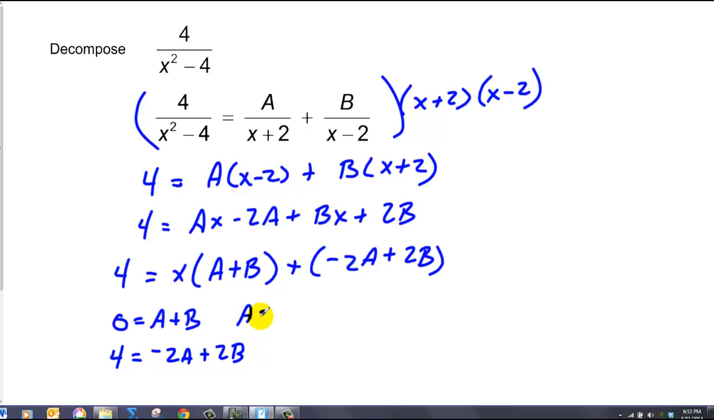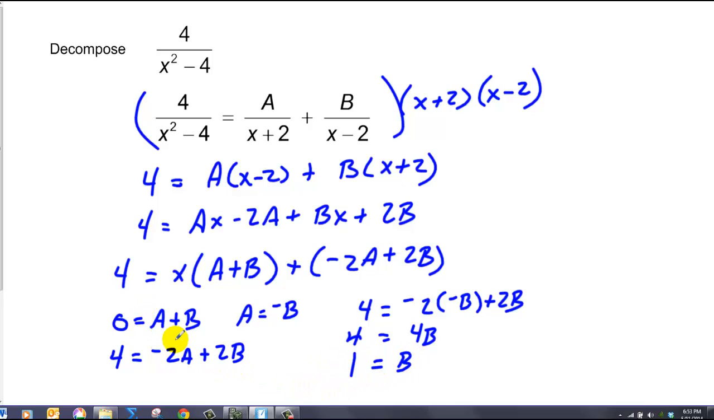In this case, I'm going to use a substitution. I can say a equals negative b and substitute in. So I have 4 equals negative 2 times, instead of a, I'm going to say negative b plus 2b. Therefore, I have 4b equaling 4 and b equaling 1. We know that a plus b is equal to 0, so a equals negative 1. And therefore, I can go ahead and decompose this now to negative 1 over x plus 2 plus 1 over x minus 2.